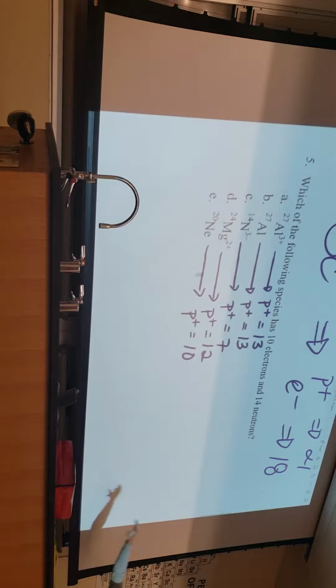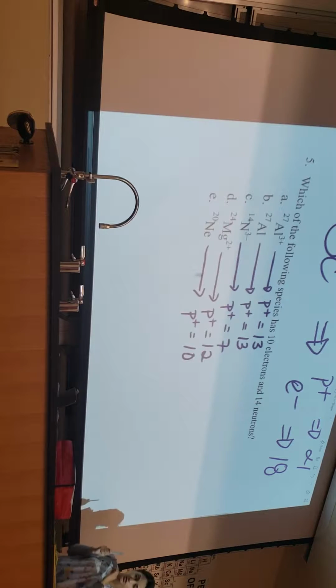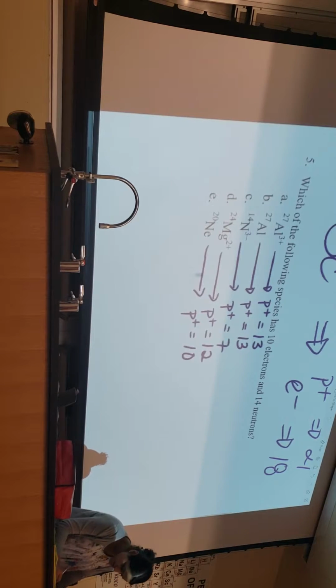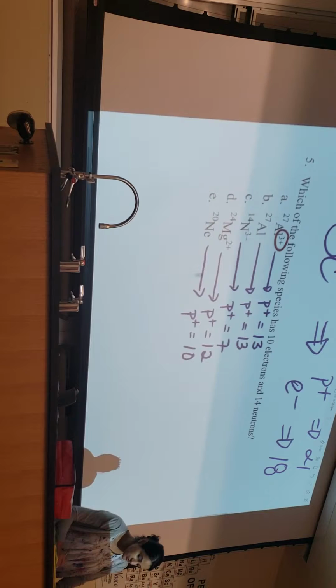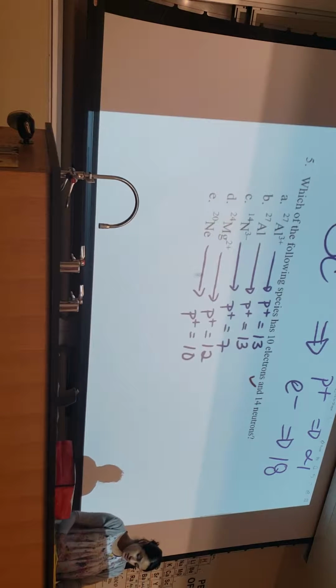Okay, notice I just put protons first, because that's going to help me figure out electrons and neutrons. It's based on protons, so it's best if I know those numbers. Now, it says it has 10 electrons. So, if I look at this, you have 13 here. If it has 10 electrons, it's going to have a 3 plus charge. So far A is working.